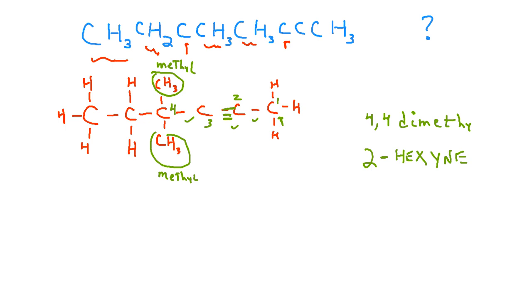2-hexyne. Remember the 2. The 2 is because the triple bond is on carbon 2. Okay. Let's do another one. We'll do 1 or 2 more.